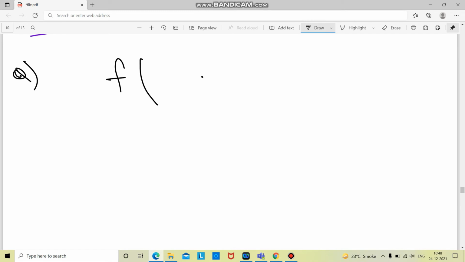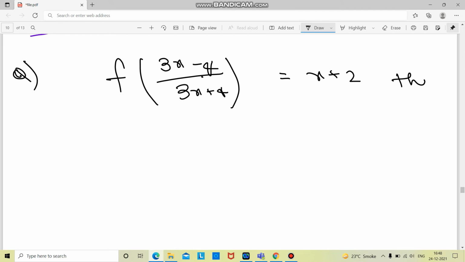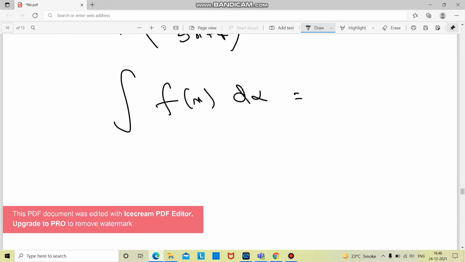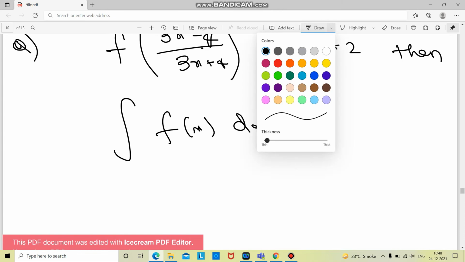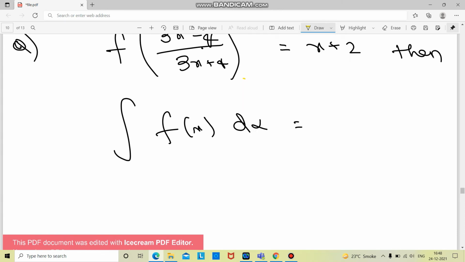One more question is there, which is based on functional equations. F of 3x minus 4 by 3x plus 4 is x plus 2. Then you have to find integral fx dx. So just you have to calculate fx. Then you can integrate that. How to calculate? We will see.